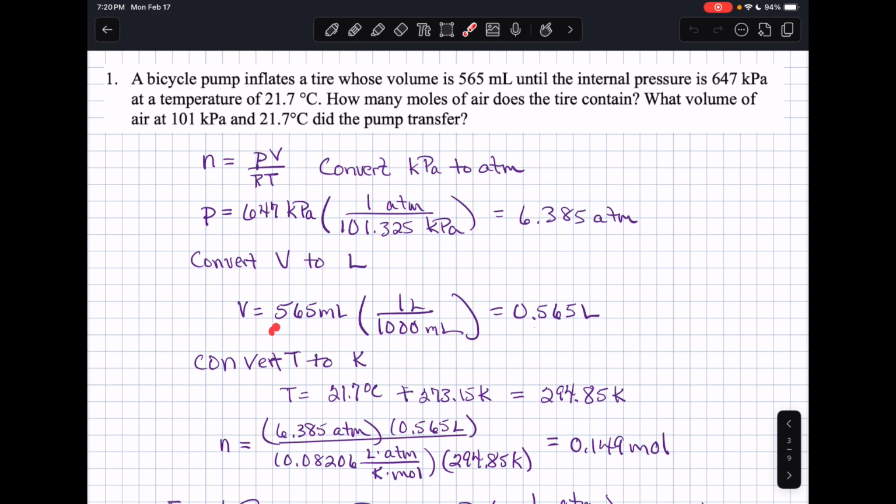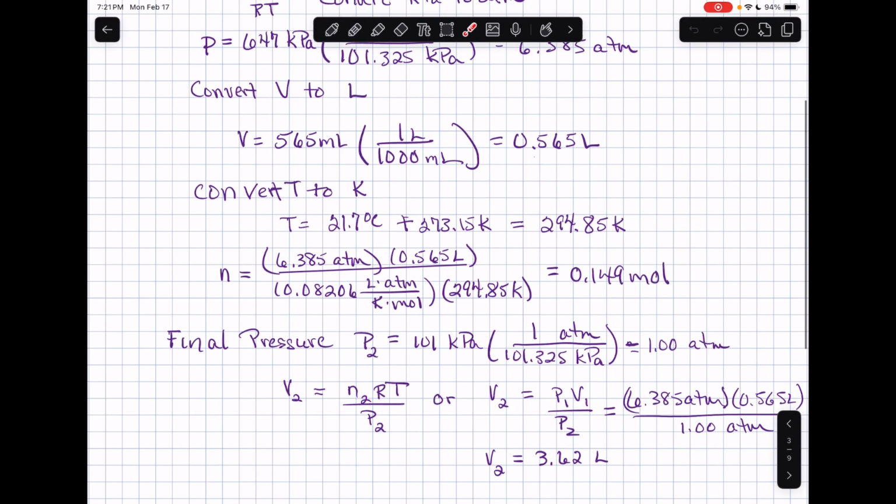The volume, of course, this one's easy. 565 milliliters is 0.565 liters. The other thing, of course, is that we need to make sure temperature is in kelvins. So we use our conversion here by adding 273.15 kelvins to the 21.7 degrees Celsius. So plug and chug. Plugging these numbers in, we're going to calculate the number of moles as 0.149. Easy peasy.